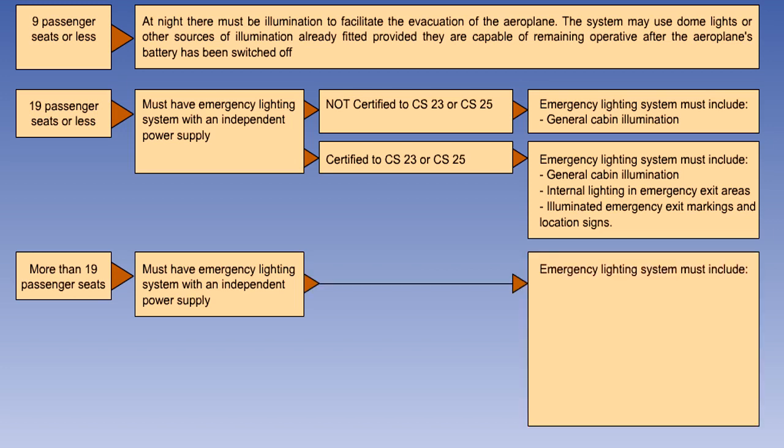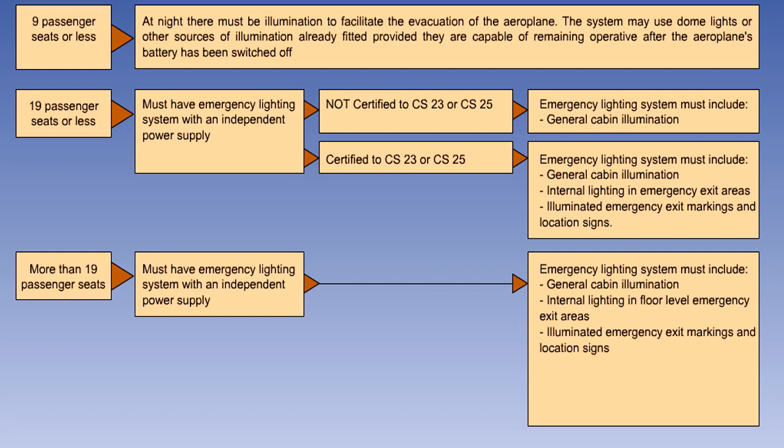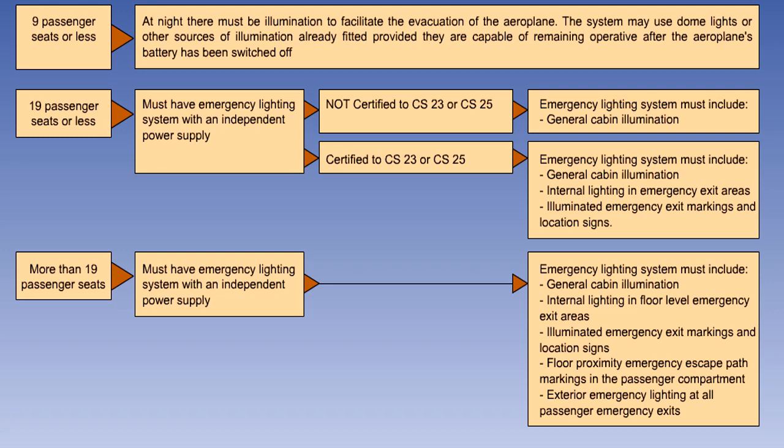Aeroplanes with an approved passenger configuration of more than 19 passenger seats must have an independent emergency lighting system which includes general cabin illumination, internal lighting in floor-level emergency exit areas, illuminated emergency exit markings and location signs, floor proximity emergency escape path markings in the passenger compartment, and exterior emergency lighting at all passenger emergency exits.